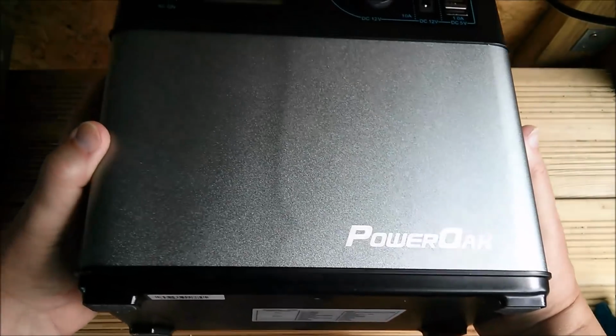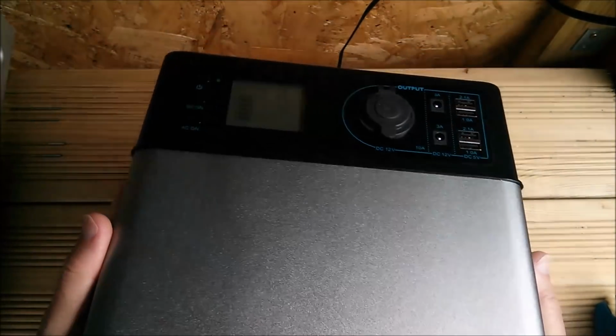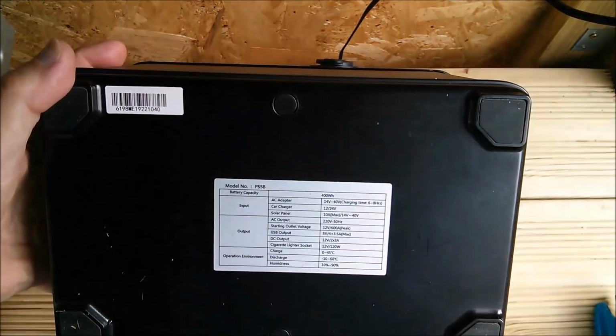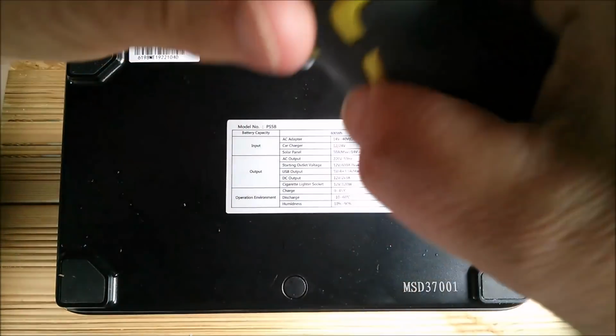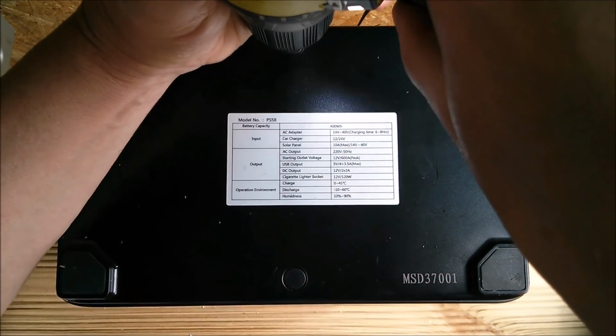So maybe I'll do the bottom, because it is a smaller plate. And we'll get to see the battery first. Yeah, maybe I'll start on the bottom of this unit. So let's start by drilling these 2 plastic cap covers.